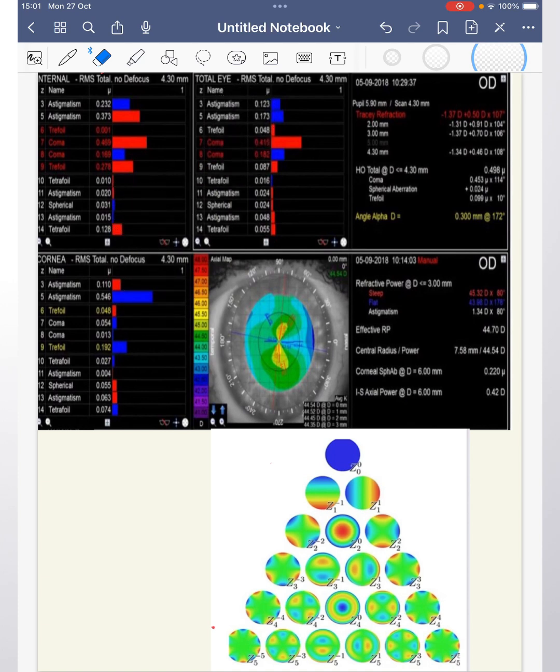Right now, when you see these bars, remember no bars is good, and the bigger the bars are, the more the higher aberrations of the patient, regardless of whether it is red in color or blue in color. Bars are not good, as simple as that. Right now, what do you see in terms of these numbers over here?